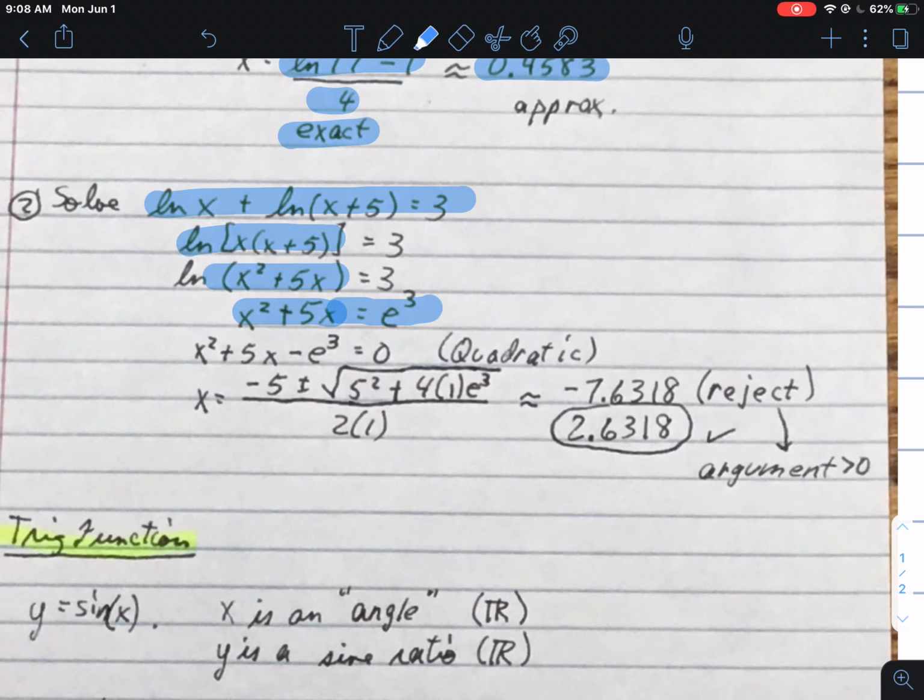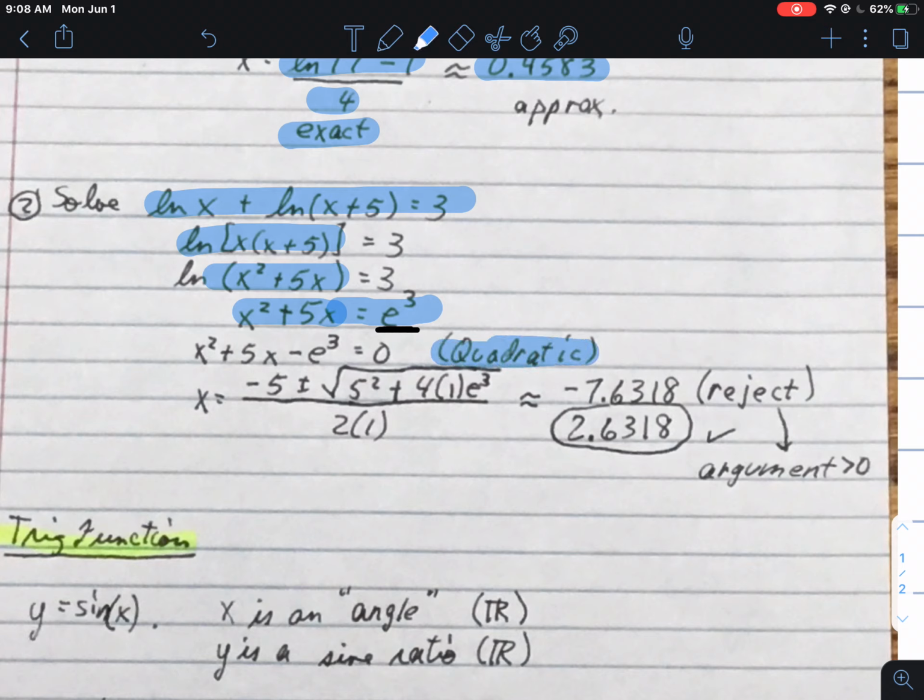Now, continuing from here, I got rid of the log. I still have to solve the equation. Notice this is a quadratic equation. Now, keep in mind, don't forget this, e is just a number. E is a constant. It's not a variable. So anytime I see e or e to a power pop up, that's a constant. I can treat that just like the number 3 or the number 5 or the number 10 or what have you. And I can rewrite this as x squared plus 5x minus e cubed equals 0, which is how we typically solve quadratic equations.